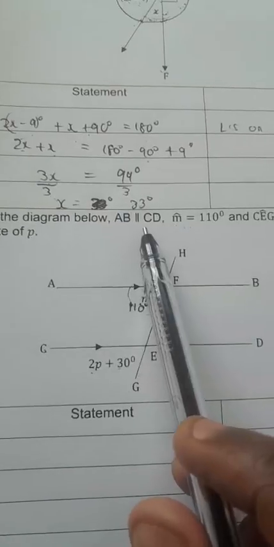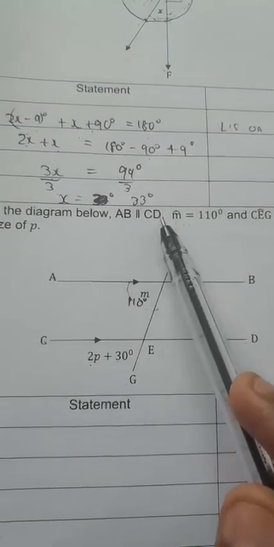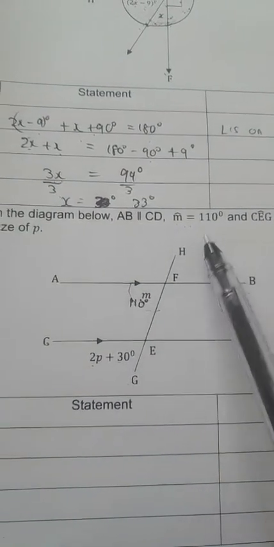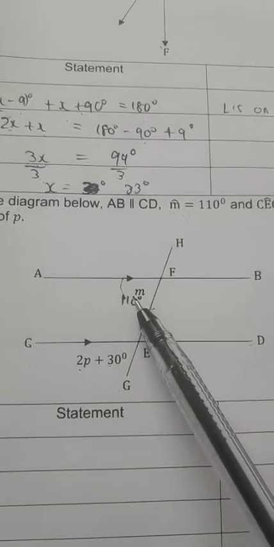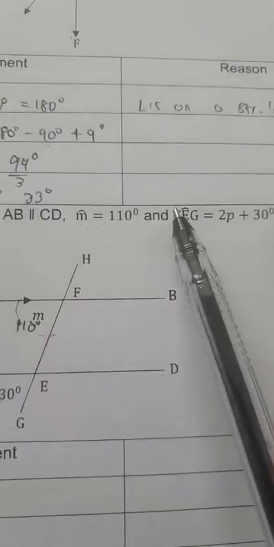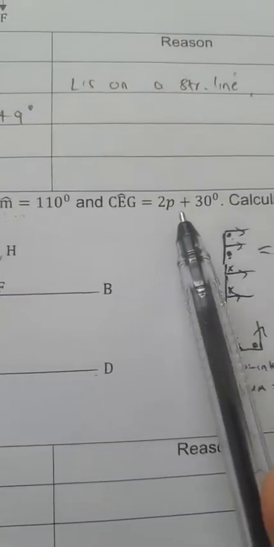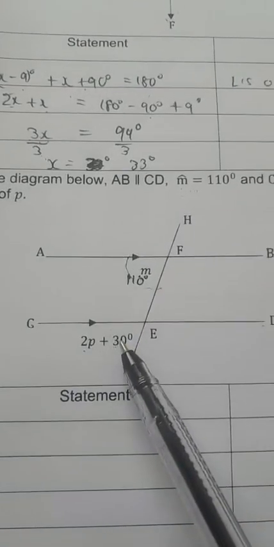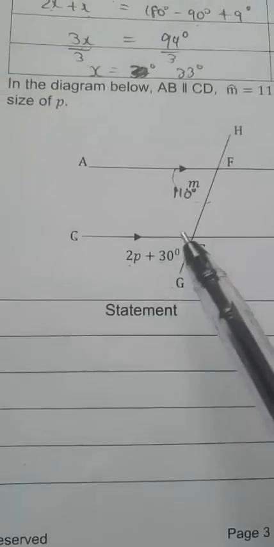So in the diagram below, as it says, AB is parallel to CD. Angle M is 110. So that 110 was not in the diagram, so what we did is we filled in the 110 in our diagram so that we can see it. Then it says angle CEG is equal to 2p plus 30 degrees. There we have it, 2p plus 30 degrees. Then we are asked to calculate the size of angle P.